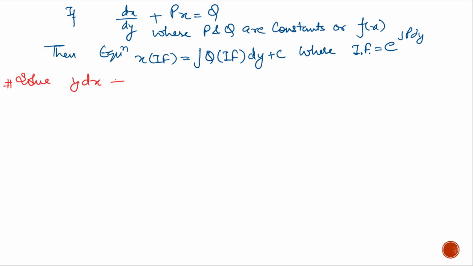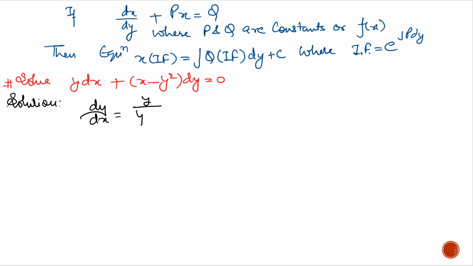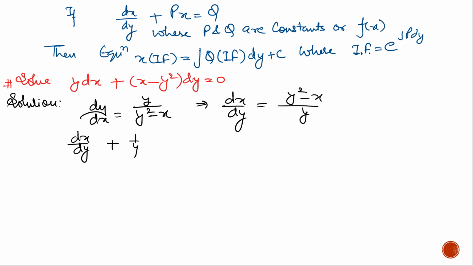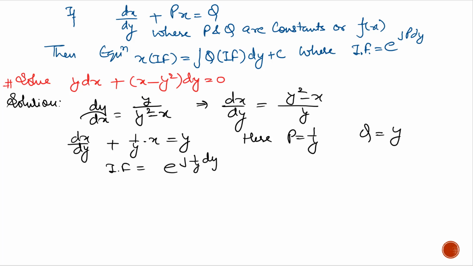We have a question: y dx plus x minus y square multiplied by dy equals 0. Here dy by dx equals y divided by y square minus x. So if we reverse this, we have dx by dy equals y square minus x upon y. So dx by dy plus 1 by y x equals y. Here P is 1 by y and Q is y. The integration factor is e raised to power integration of P with respect to y, which is e raised to power log y, which equals y.